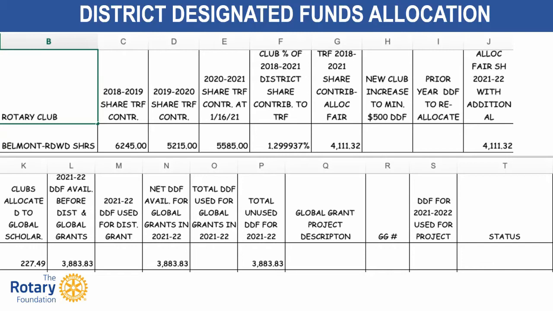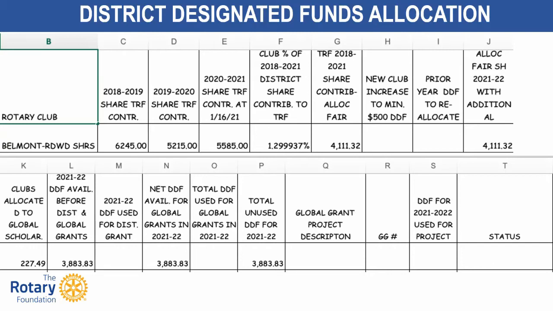And so Belmont Redwood Shores' share of that is $227.49. So then column L reflects what's available then after an allocation to the Global Scholar for district grants and global grants. So in this case, it's $3,883.83. So over the course of the year, then the amounts, if any, is going for a district grant, if we put in column M, then there's a subtraction of M from L, and that's what's in column N. Then column O is what's used for what we say is global grants, but it's also for Polio Plus and for any of the other funds that is going to be allocated, and we're going to go over that in a little more detail in a moment.